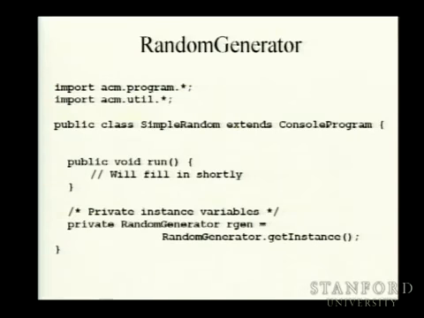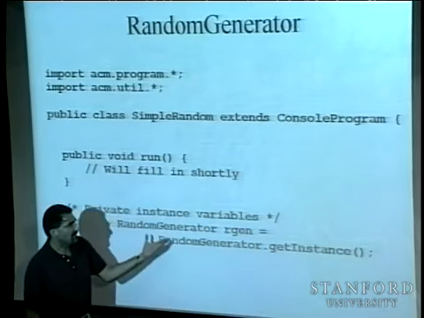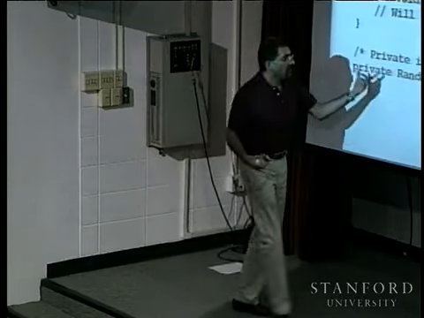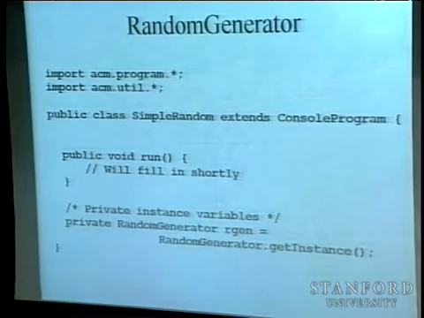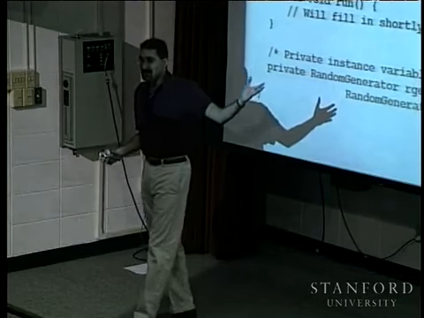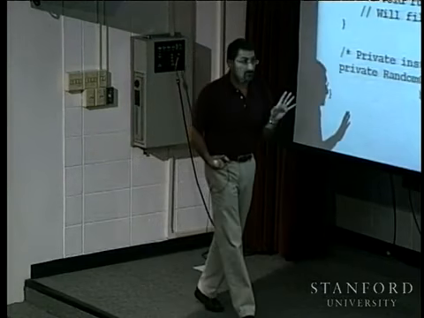Where I actually declare my instance variable is outside of the scope of any particular method, but it's inside my class, just like when you declared constants. Okay? So here I say private RandomGenerator rgen equals RandomGenerator.getInstance. So what this does is whenever I create a new object of this class, it will initialize this variable rgen to be getting an instance of RandomGenerator. And that variable rgen is visible to all of the methods inside my class, and its lifetime will exist until that object goes away, until I'm actually done with the object.